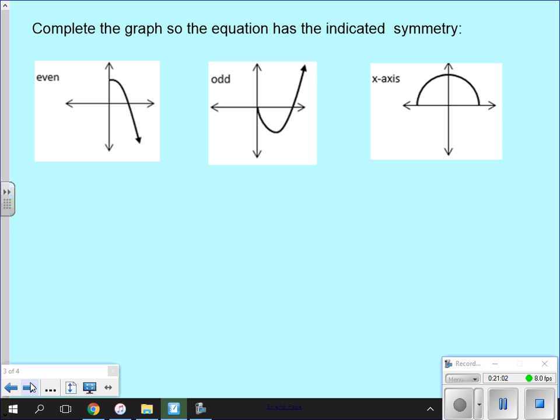Now, complete the graph so it has the indicated symmetry. This is pretty easy. Even symmetry. What is that about? Is it y-axis, x-axis, origin? Y-axis. So that means this is my center line. Both sides are mirrored around the y-axis. So whatever I have on this side has to line up with the other side.